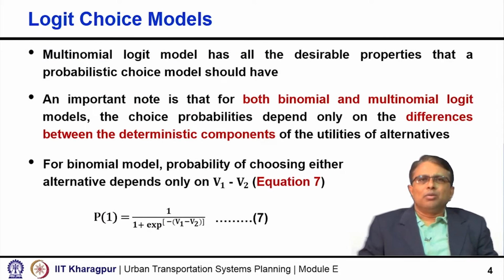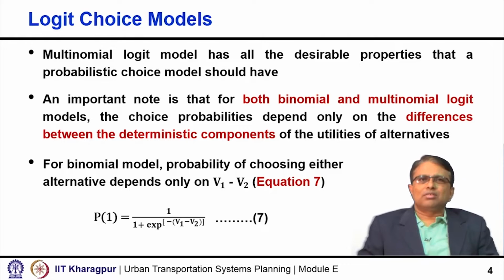Now, the multinomial Logit model has therefore all the desirable properties that a probabilistic choice model should have. We said already that binomial Logit has 3 of the 4 properties. The only limitation was that it could handle only 2 alternatives. So, that limitation is also overcome by the multinomial Logit model.